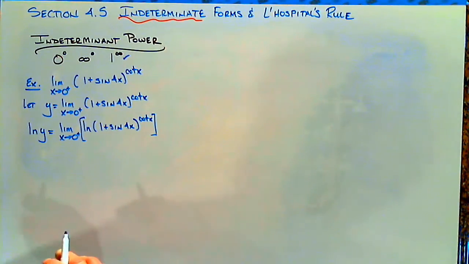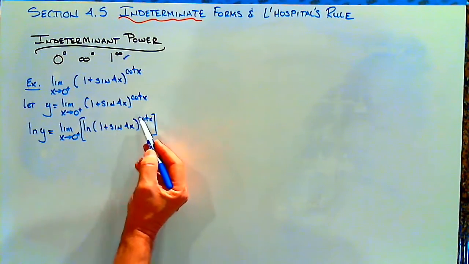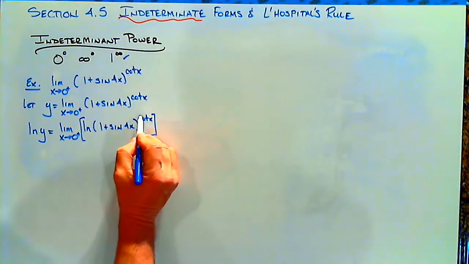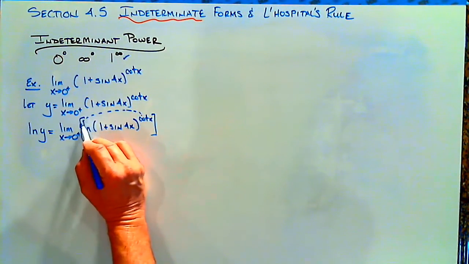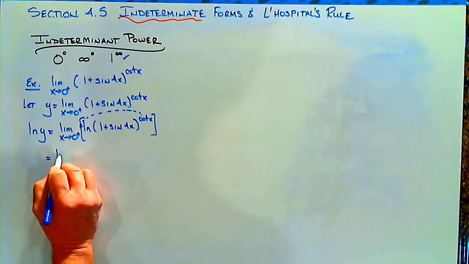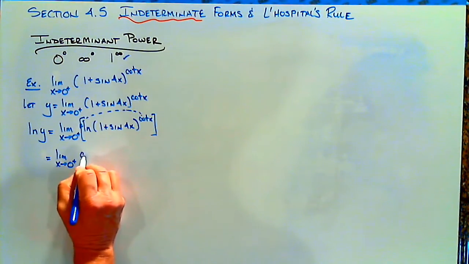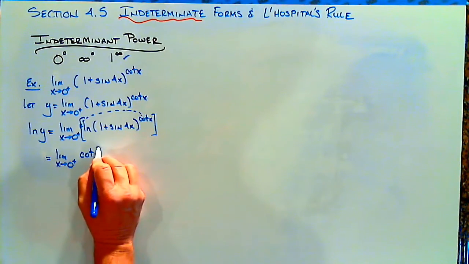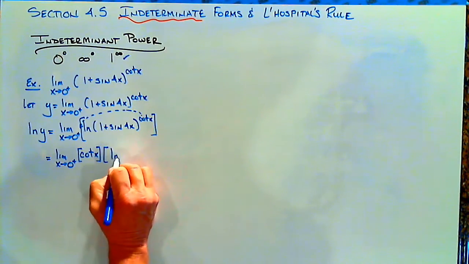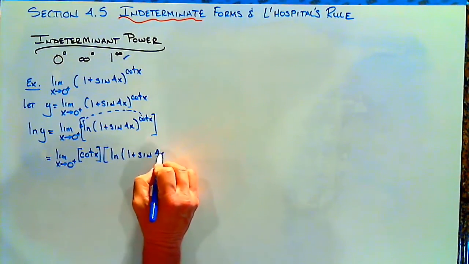Now, why have we done this? Well, we've done this because we have an exponent that we don't like, and logs are wonderful at getting rid of exponents. I mean, they don't eradicate them, they don't make them go away, they're not erasable, but we do have that catapult property that says we're allowed to catapult that exponent out in front of the log. So we can rewrite this side as the limit as x approaches 0 from the right. And what do we get? We get cotangent of x times the natural log of 1 plus sine 4x.